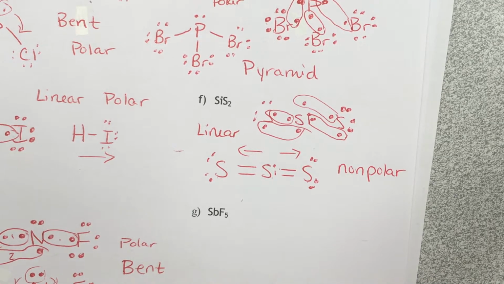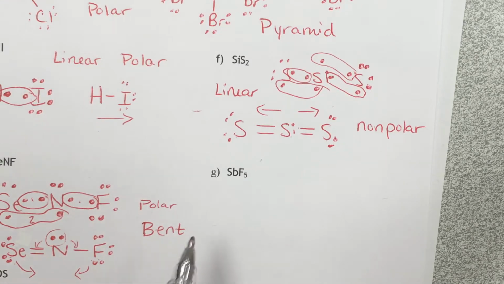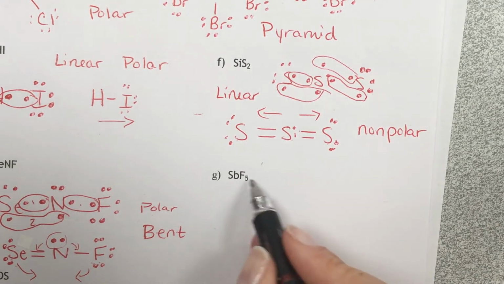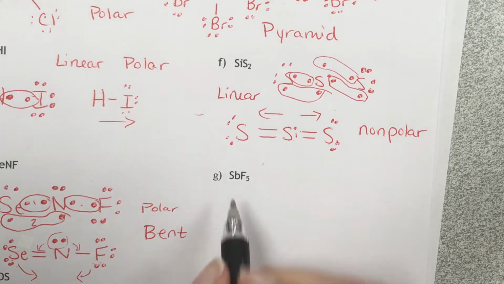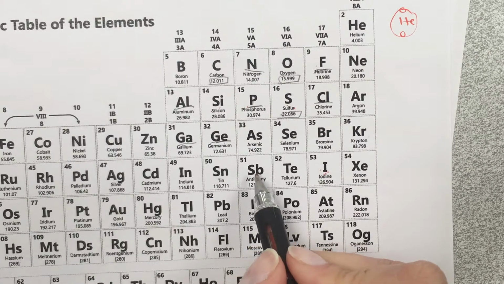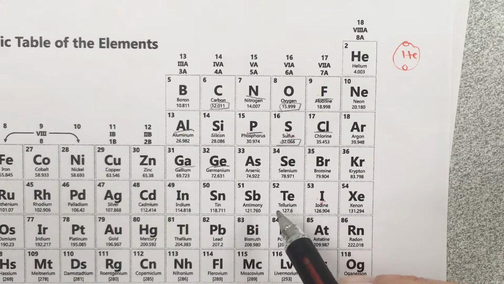Okay. The last shape is quite easy to identify, whether you're looking at just the formula or you're looking at the shape. If you ever have 5 things connected to one thing, it's going to be that weird last shape that we learned. So let's go for it and just look at how to set this up. So you have SB, and then you have F. So SB is antimony right here. It has 5 valence electrons, so it needs 3 more.